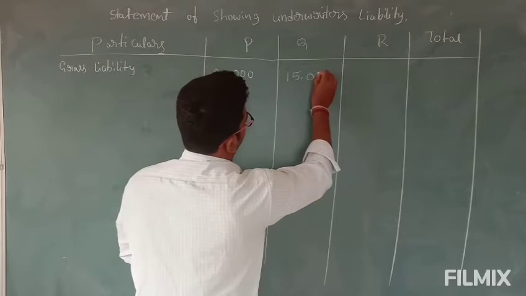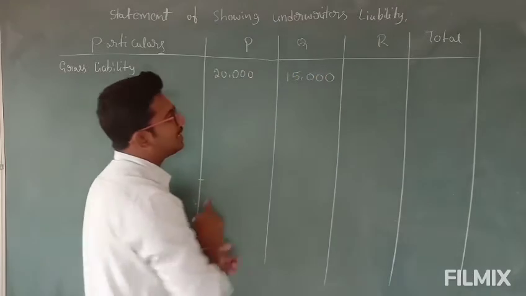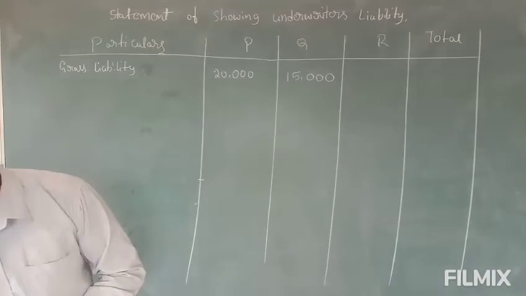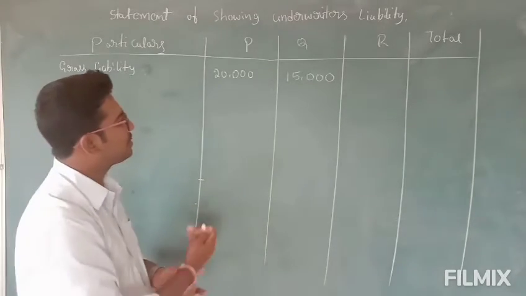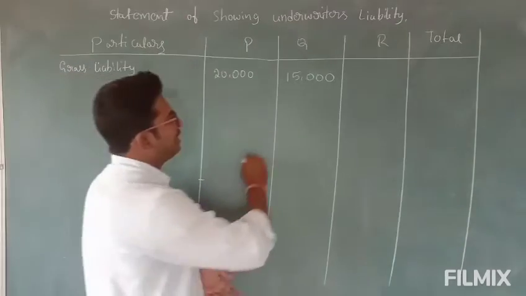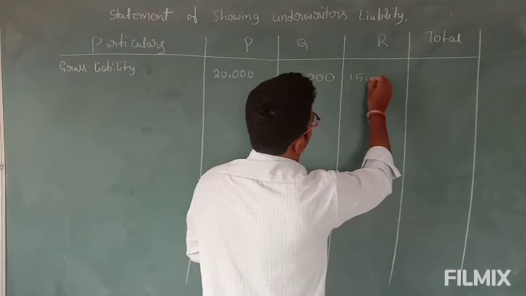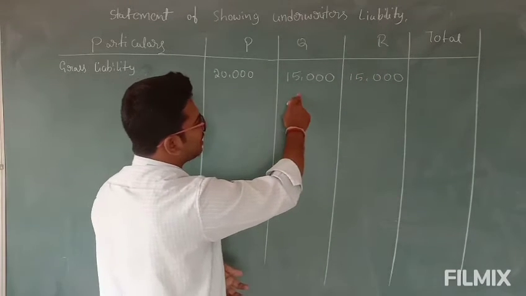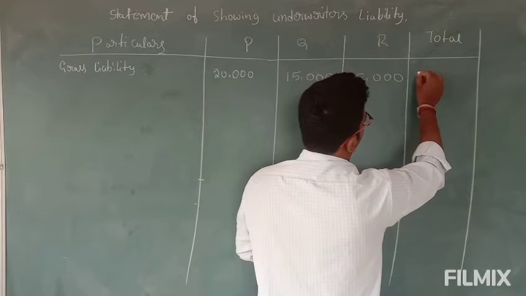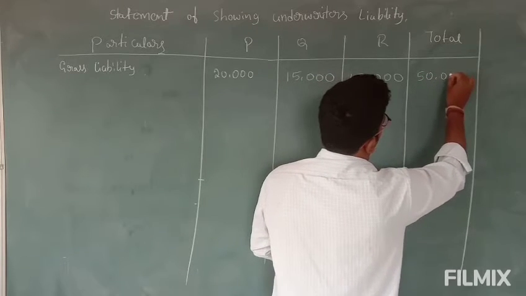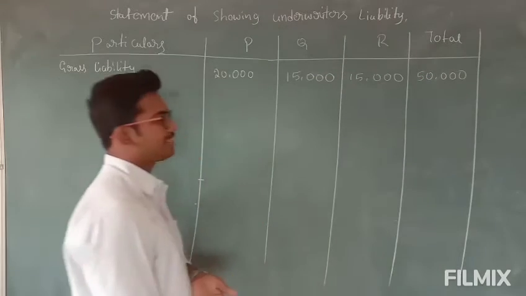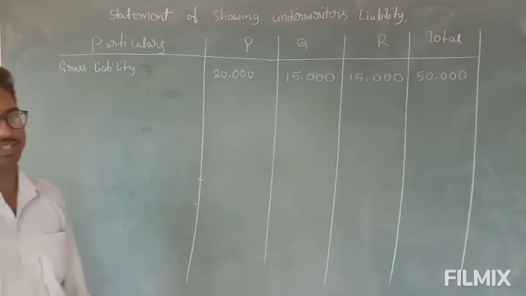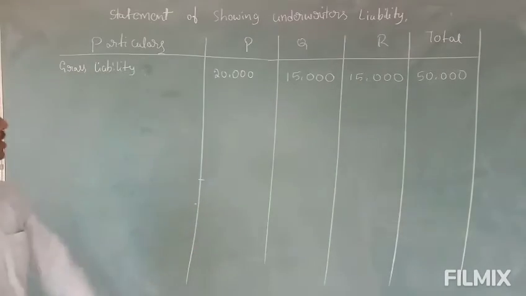Similarly for R, total number of issued shares into R's ratio of 30%. So 50,000 into 30 divided by 100, again you will get 15,000. Total: 20,000 plus 15,000 plus 15,000 is 50,000. So less unmarked applications in the ratio of gross liability ratio. We have to take the gross liability ratio.